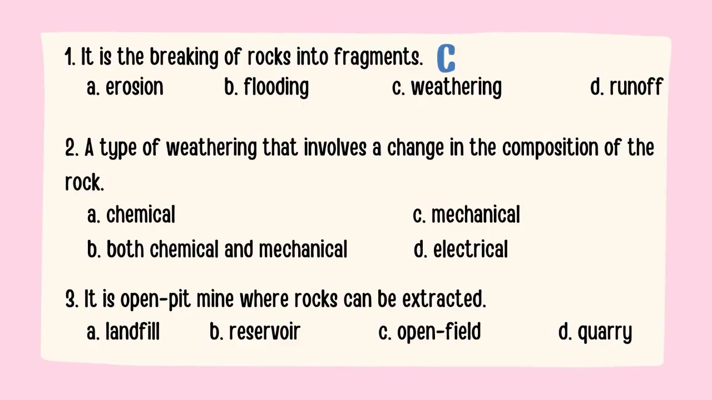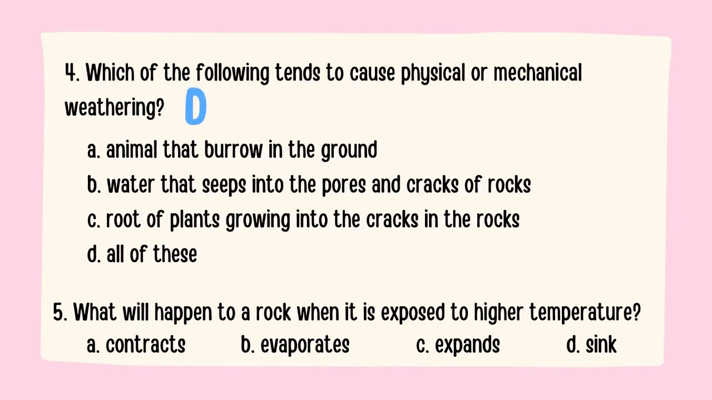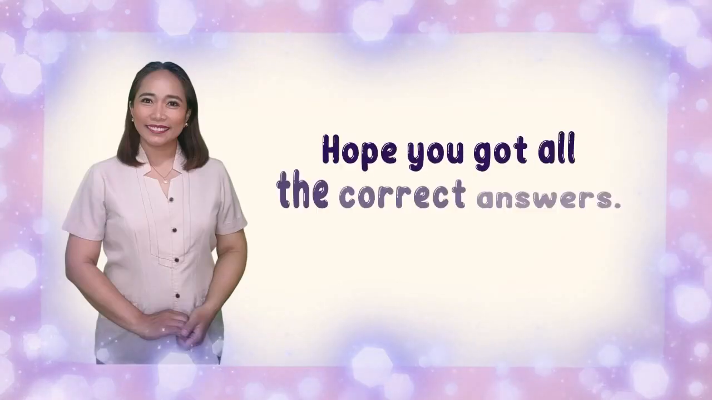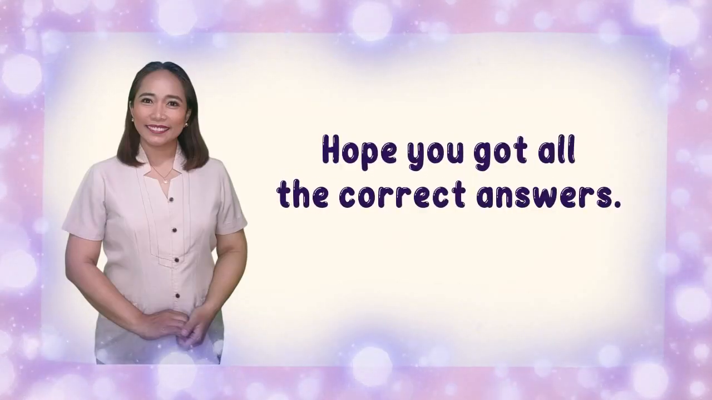Let us answer. Number 1, letter C. Weathering. Number 2, letter A. Chemical. For number 3, it's letter D. Quarry. Number 4, it's letter D. All of this. Number 5, letter C. Expands. Hope you got all the correct answers.